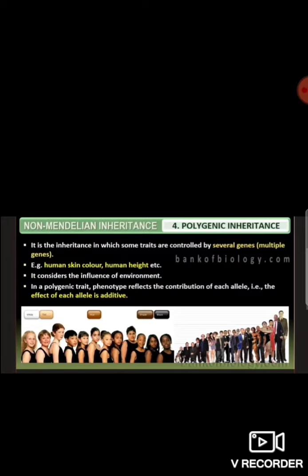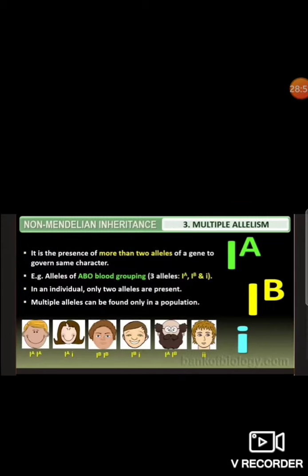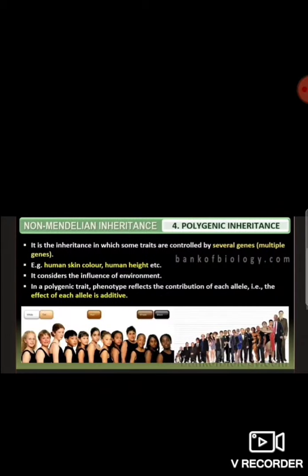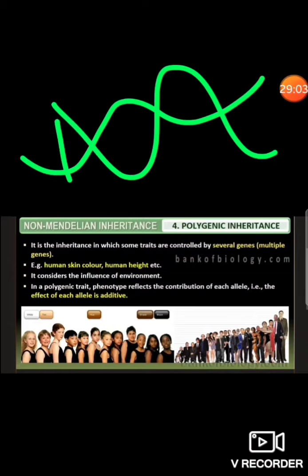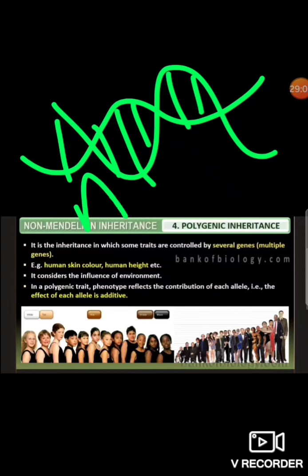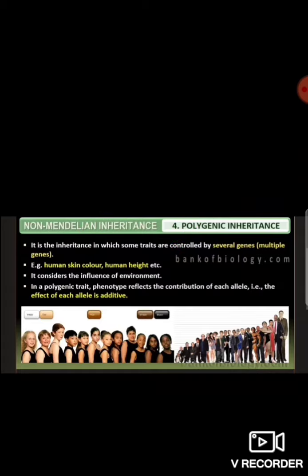Then what is the difference in polygenic inheritance? There are more genes only. Here there were more alleles; there, there are more genes only. That means each gene has its own alleles, and the more genes there are, the more alleles they will have. So there are more genes.